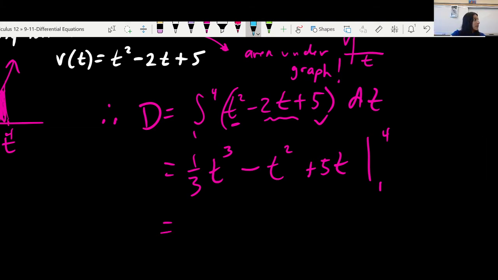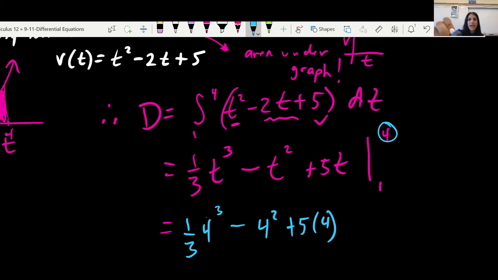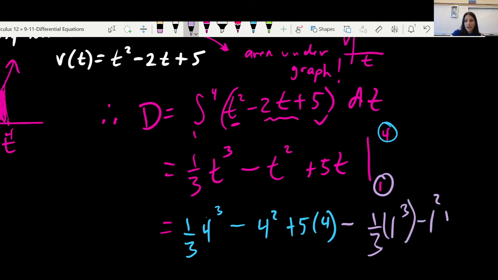If I want the upper limit, I would take this 4 and I'd plug it in. So I'd have 1/3 4 cubed minus 4 squared plus 5 times 4. And then I would want to subtract from it the lower limit. So I'd have 1/3, and here I'd have 1 cubed minus 1 squared plus 5 times 1. So the same old process that we're usually doing.